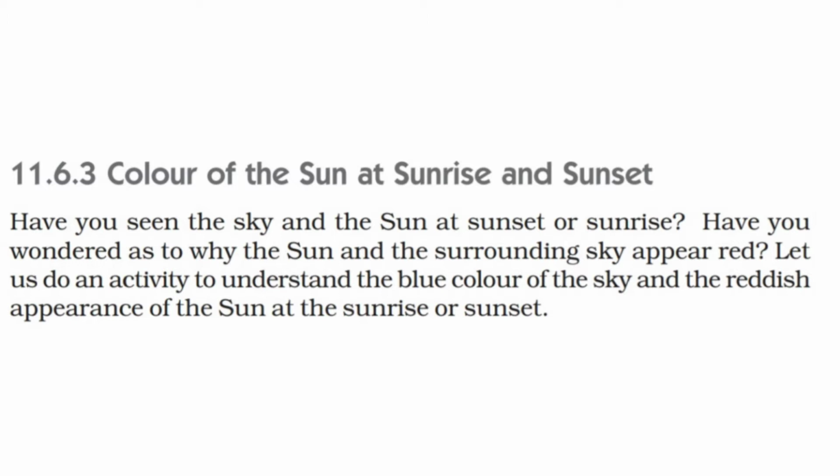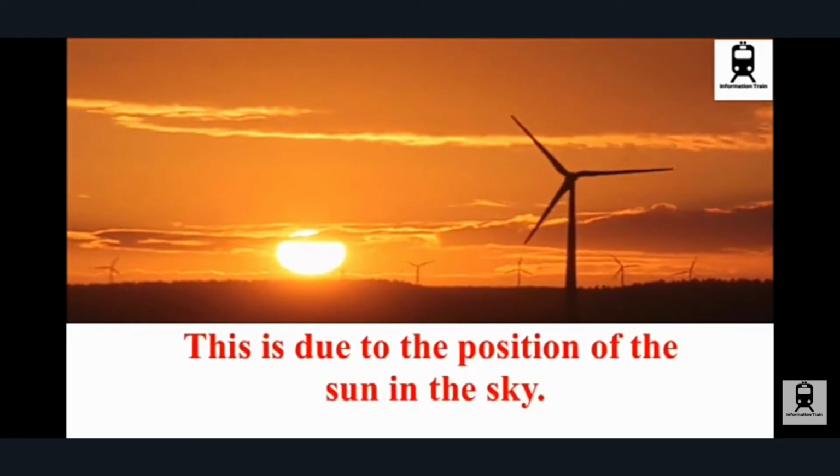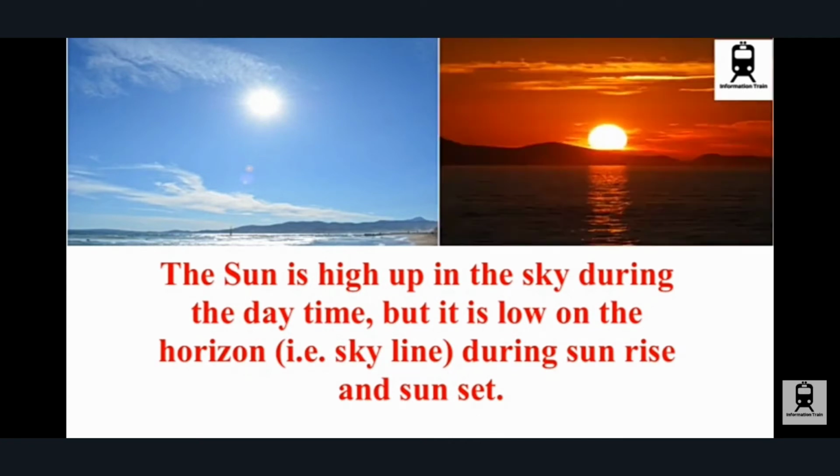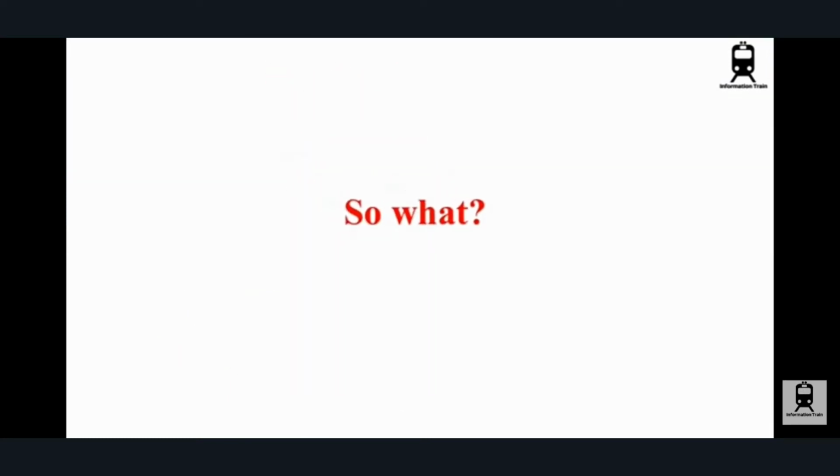So how do we see the sun and the surrounding sky appear red? This is due to the position of the sun in the sky. The sun is high up in the sky during the daytime, but it is low on the horizon during sunrise and sunset.